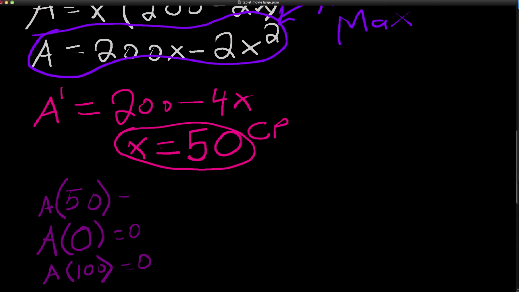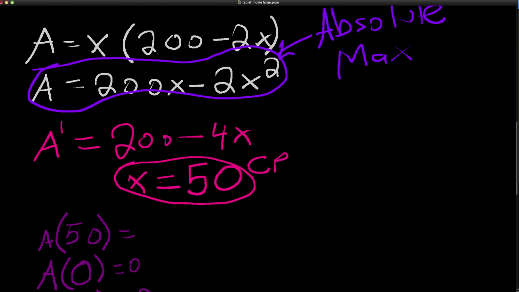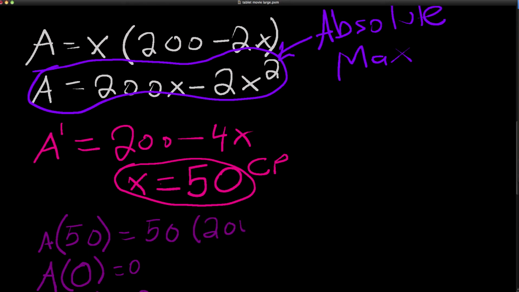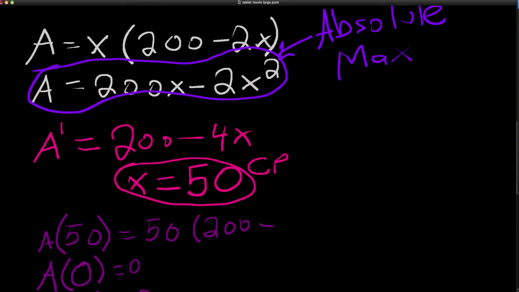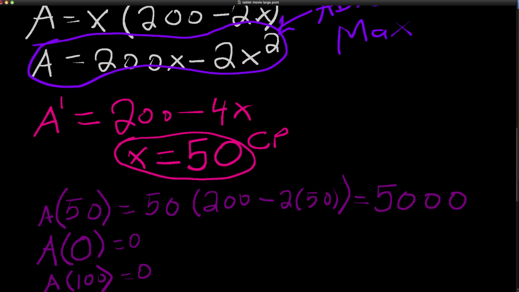And then for 50, let's go back. The area is right here, so it's going to be 50 times 200 minus 2 times 50, which is 200 minus 100, which is 100, so 100 times 50 is 5,000. And so that's it. That's the maximum area, 5,000 square feet.